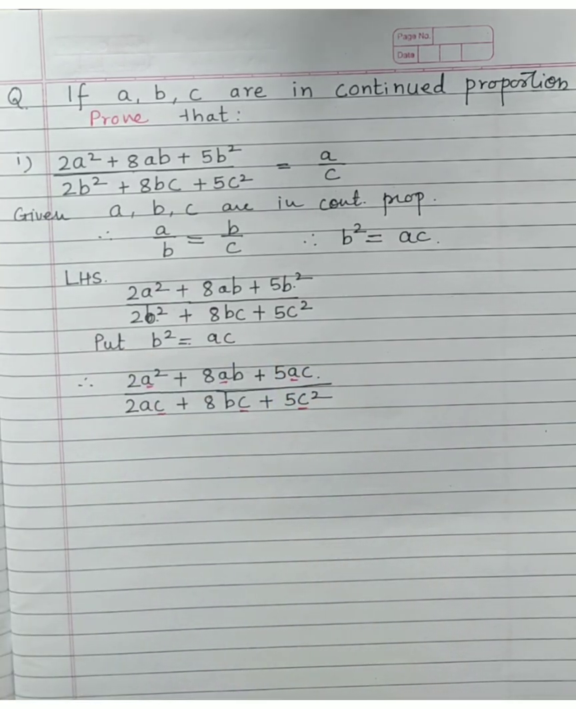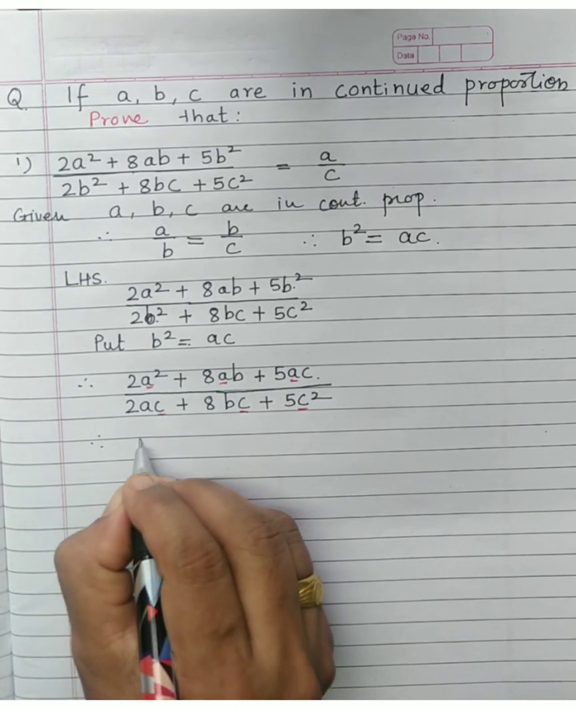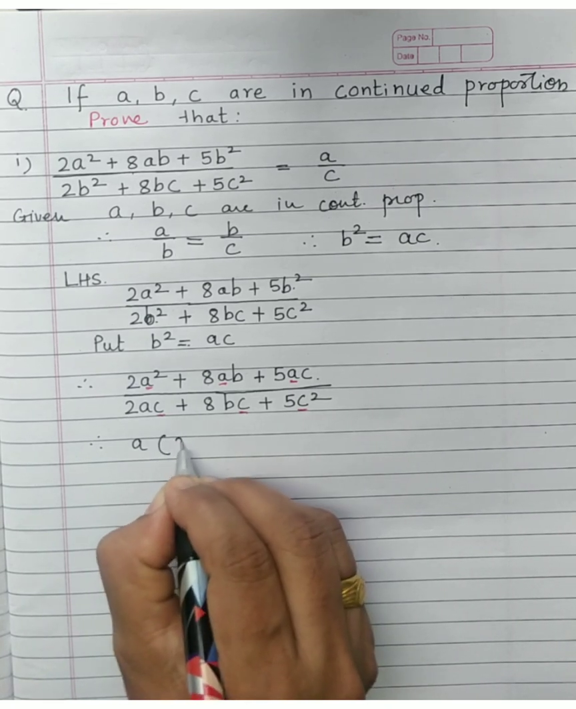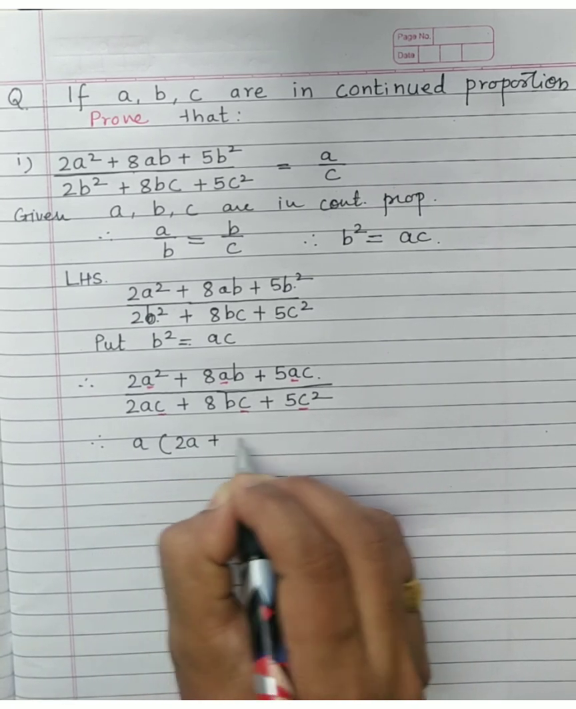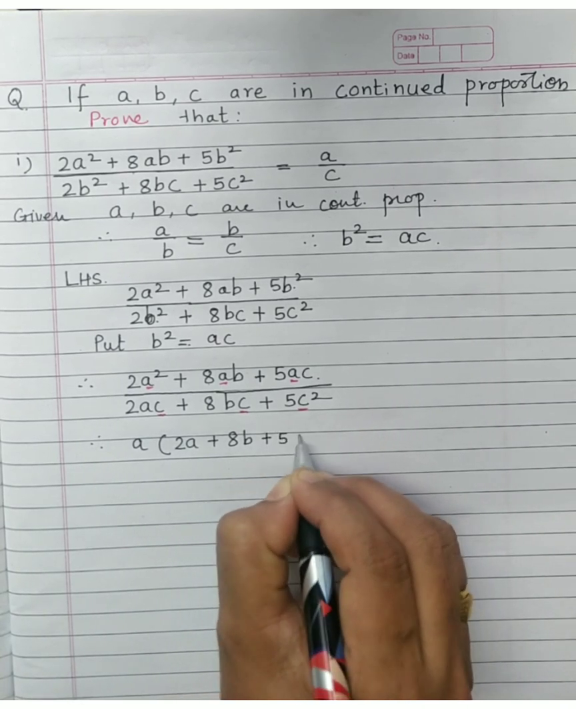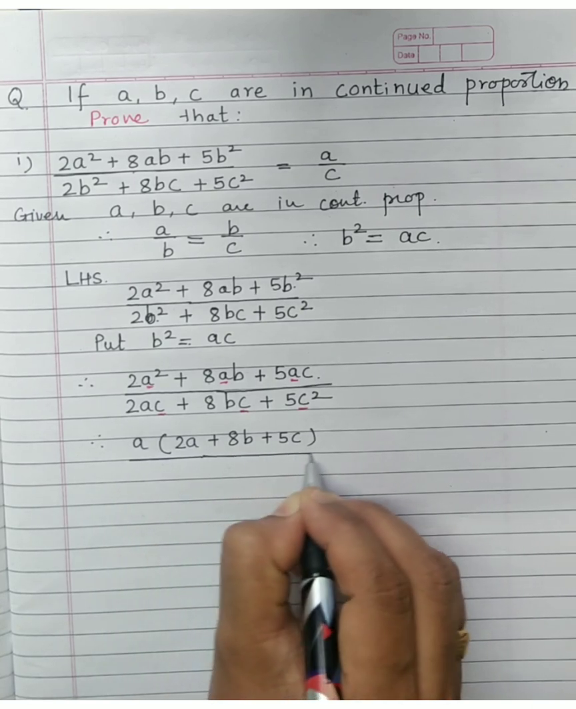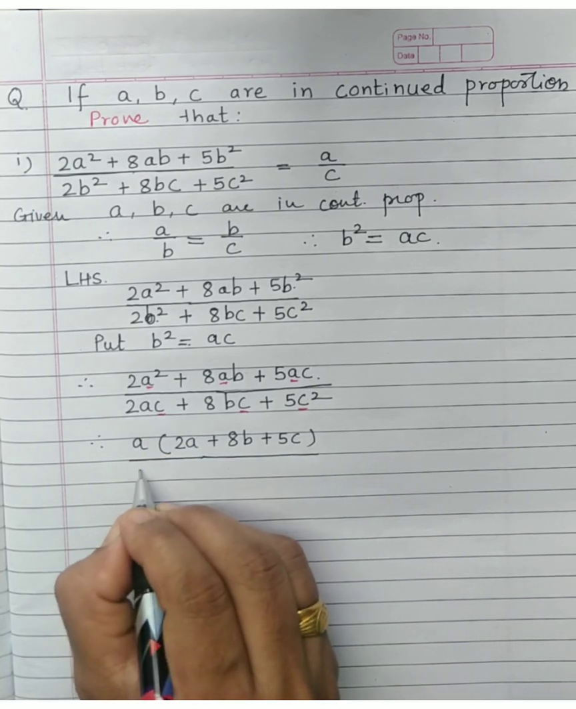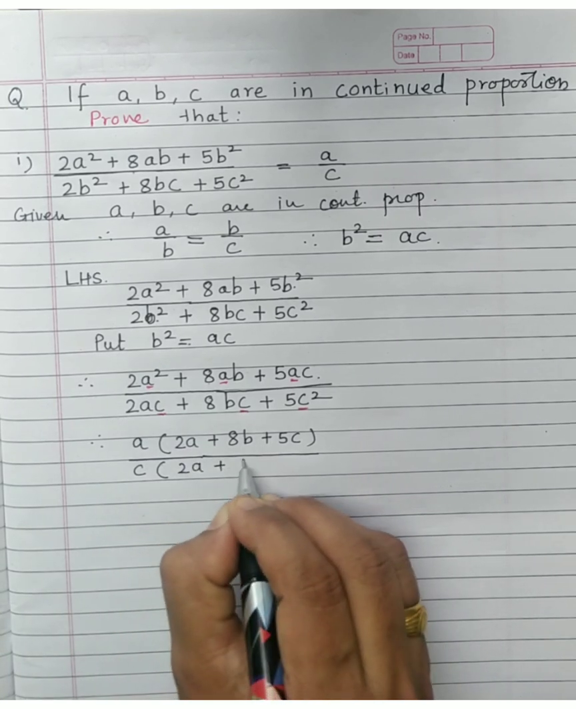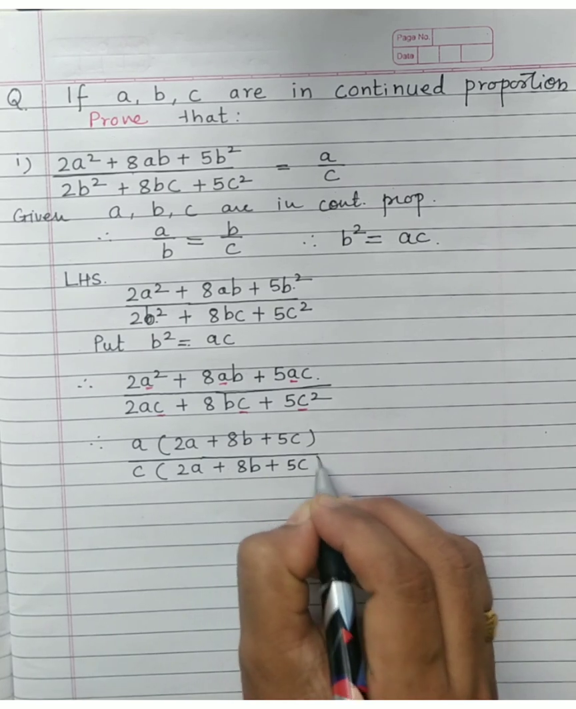Then see what happens. We have to keep checking what we have to prove here. So I will take A common here. So here in the numerator what is left? 2A plus 8B plus 5C, whole, upon, what's common there? I said C. 2A plus 8B plus 5C.